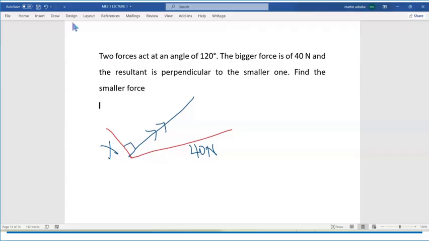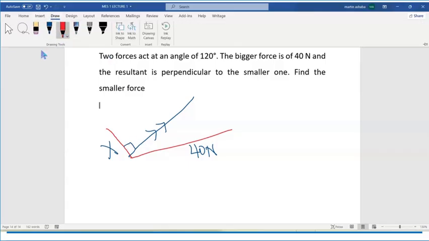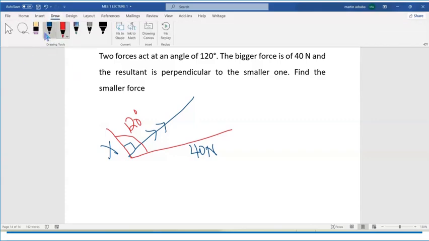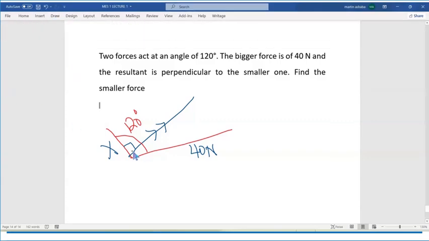Remember, we are told that this is 120 degrees. So if this is 90, then what remains down here is 30 degrees. So 90 plus 30 is equal to 120 degrees. We are told to find the smaller force.